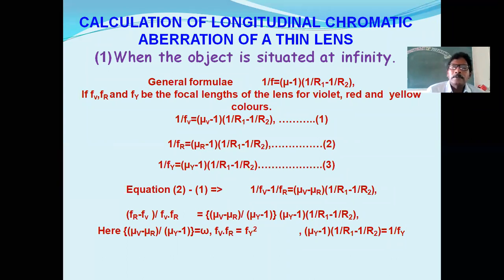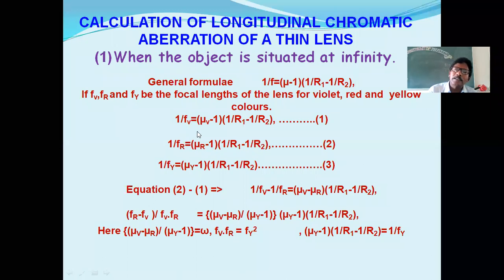Let us apply this Lensmaker's formula for three colors of light: one is violet, the second is red, and the third is yellow. Here, yellow light is the mean light of all the colors from violet to red. The wavelength of yellow is the mean of all the wavelengths in the visible spectrum. So, by applying the Lensmaker's formula for violet color, we get 1 by Fv.